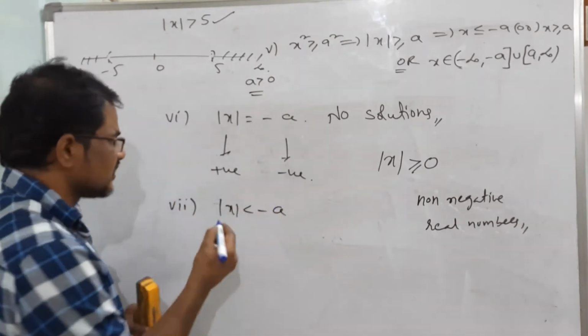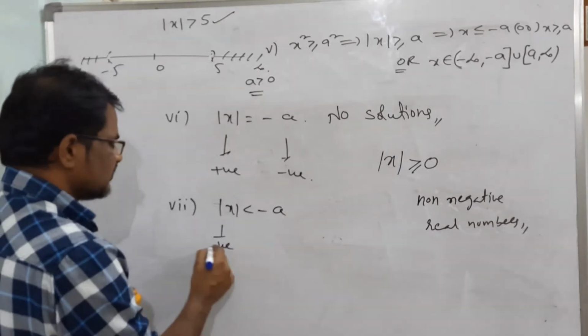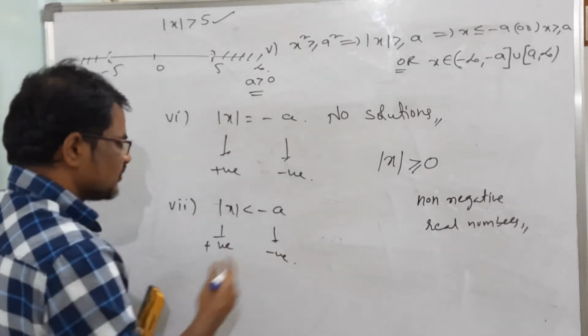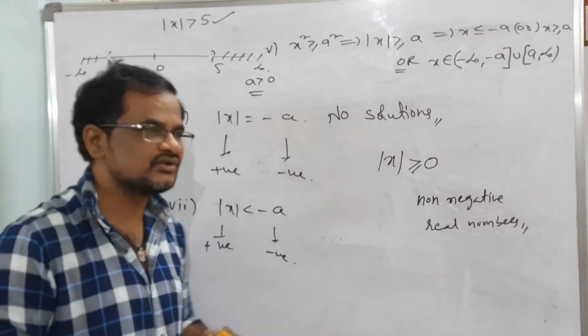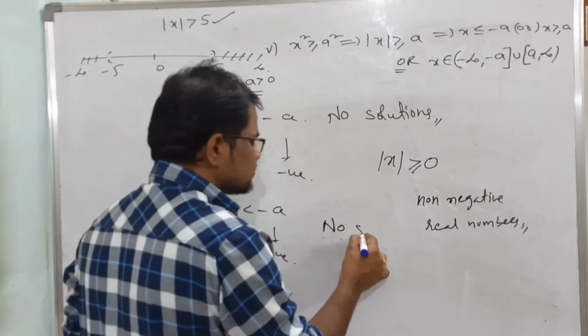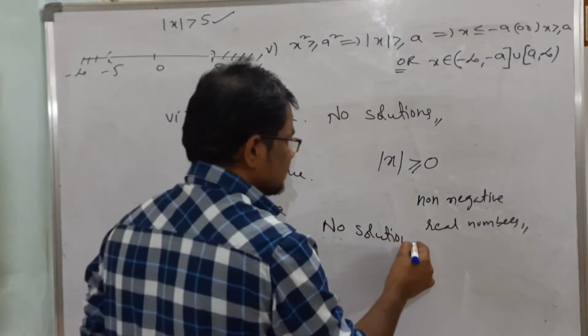Suppose like this they give mod x less than minus a. Here also same thing. This is a positive value, and this is a negative value. A positive value is never less than a negative value. So here also there are no solutions, right?